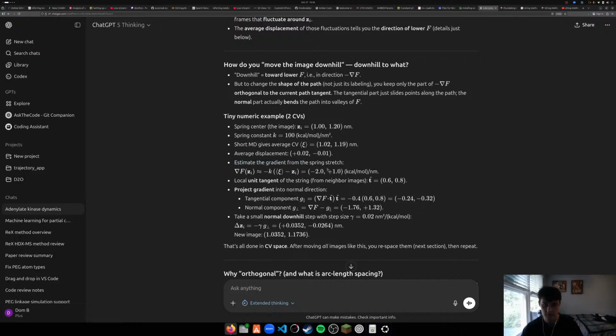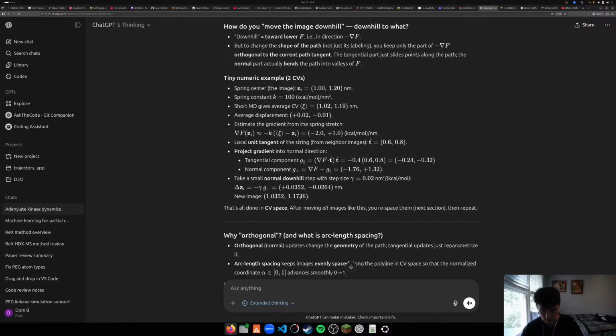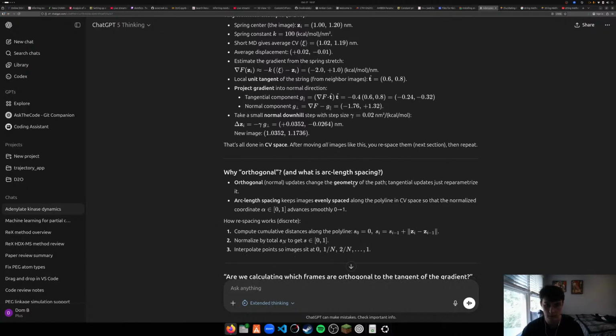Average displacement, estimate the gradient, local tangent, project the gradient into normal directions. Take a small normal downhill step. New image. That's all done in CV space. After moving all images like this, you respace them, then repeat.